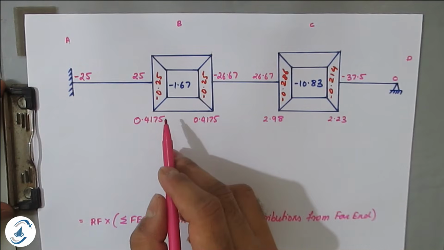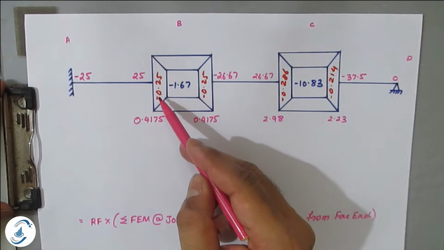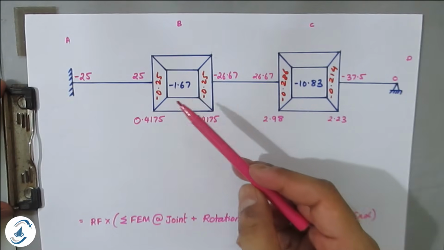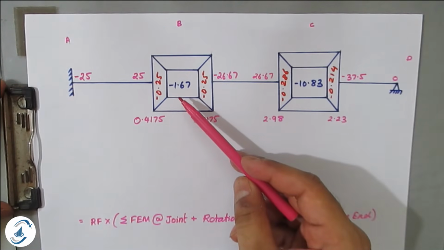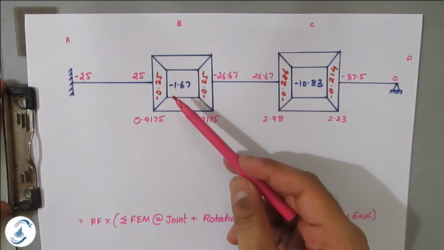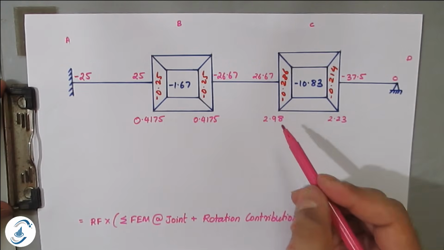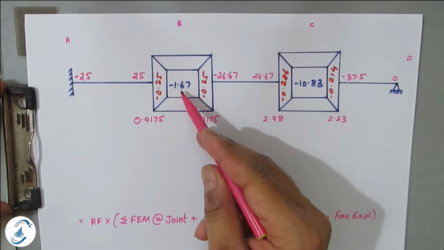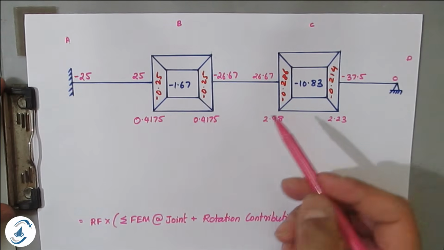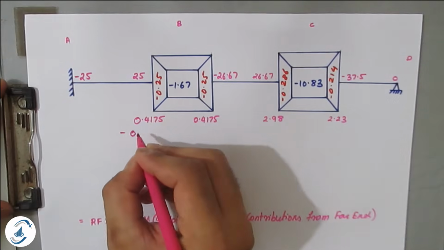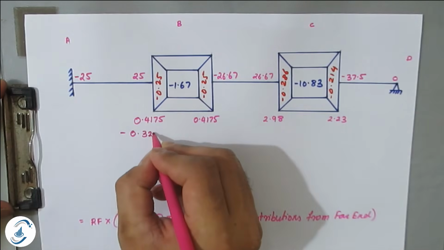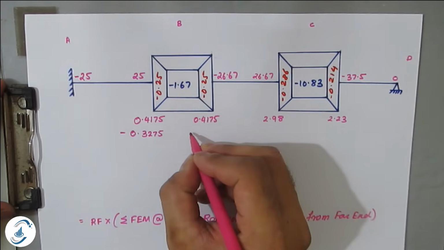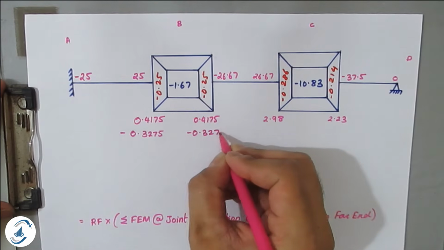Now the second iteration values, again RF, that is minus 0.25 into minus 1.67. Now rotation contribution from far end. In the previous first iteration the rotation contribution was 0. Now here the rotation contribution from C will come, that is plus 2.98. So minus 0.25 into minus 1.67 plus 2.98, you will get minus 0.3275. Because the rotation factor remains same, this value also will remain same.